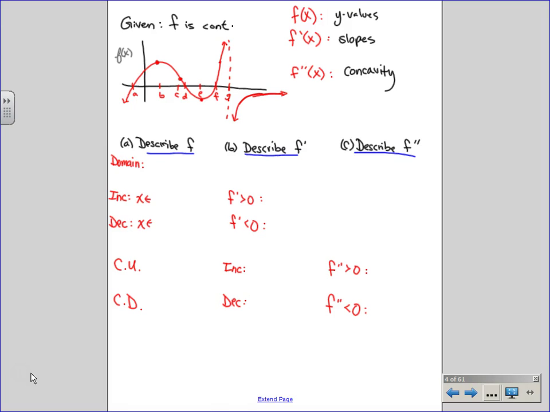So, kiddos, what's the domain of f? All real numbers except g. So therefore, x doesn't equal g. What's the domain of f prime? AKA, where's the function differentiable, right? Same thing. Everywhere but g?